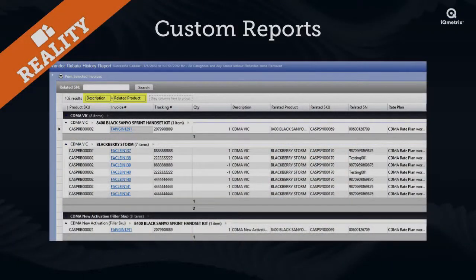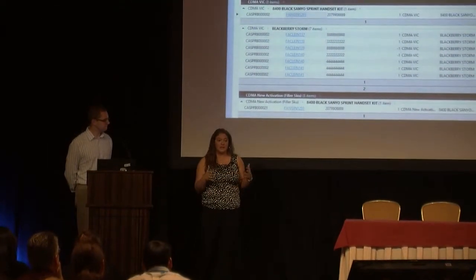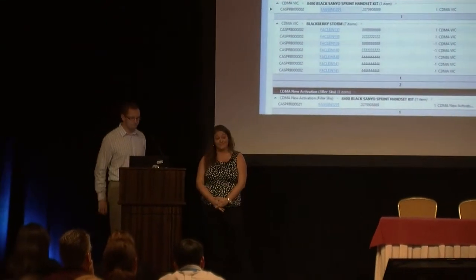So I've got an example here, my vendor rebate history report. Really simply, list of all my vendor rebates. Not that exciting. But what's exciting about it is how I can manipulate it, as seen here, pulling it up by description and related product. Now I have a list of what rate plans are on what phones, which isn't really easy to find anywhere else in RQ4. So now I've taken something that was not developed and completely got way different information.